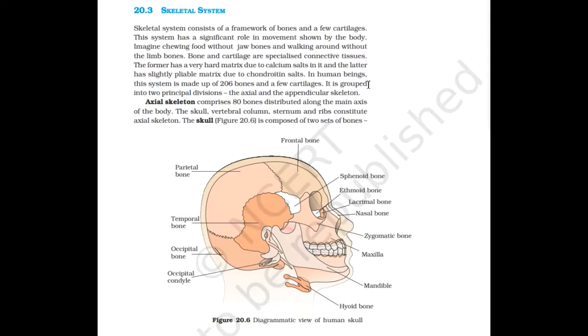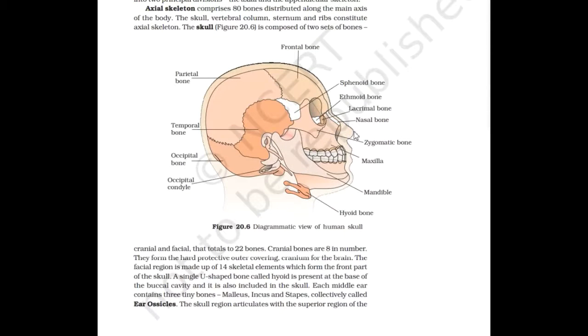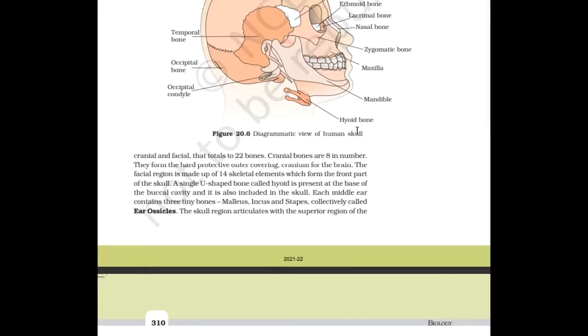It is grouped into two principal divisions, the axial and the appendicular skeleton. The axial skeleton comprises 80 bones distributed along the main axis of the body. The skull, vertebral column, sternum, and the ribs constitute the axial skeleton. The skull, Figure 20.6 represents this, is composed of two sets of bones, cranial and facial, a total of 22 bones.